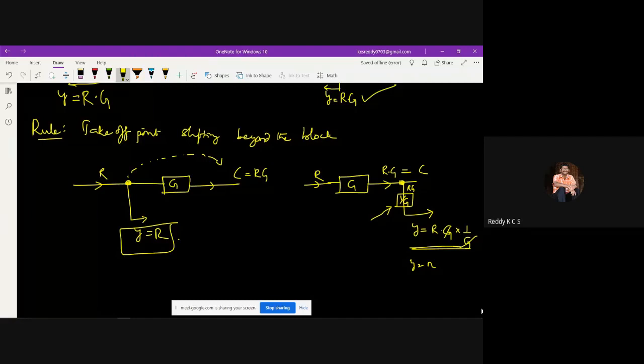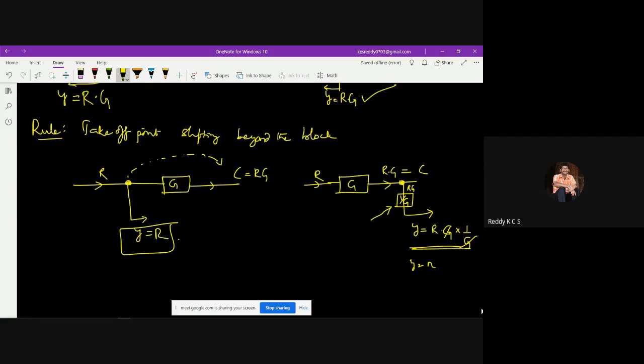So the very important points which you have to remember are what will happen if you shift the takeoff point towards the right or towards the left, the summing point towards the right, the summing point towards the left, when the blocks are in series, and when the blocks are in parallel. So all this we have learned now.